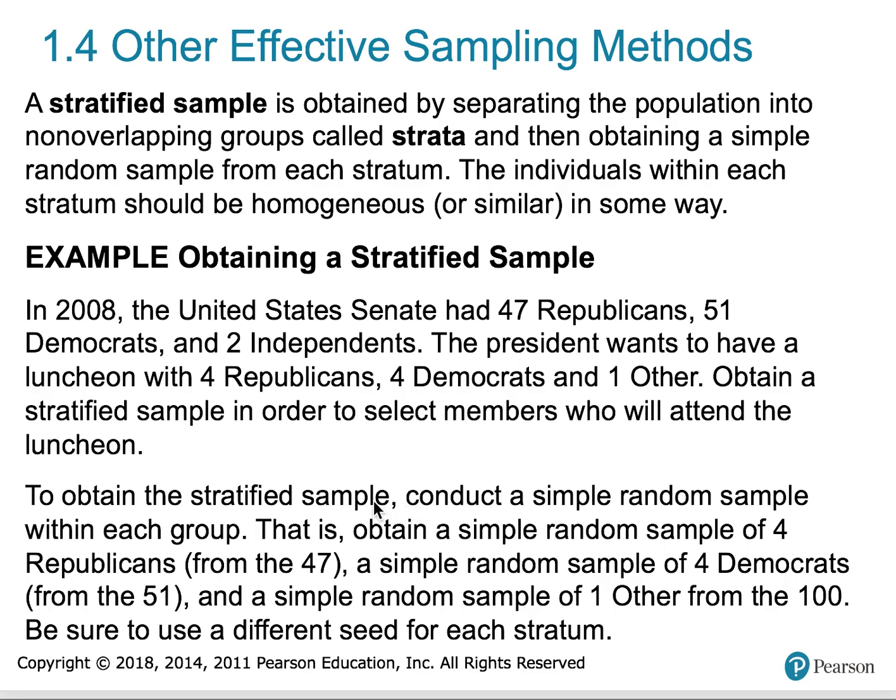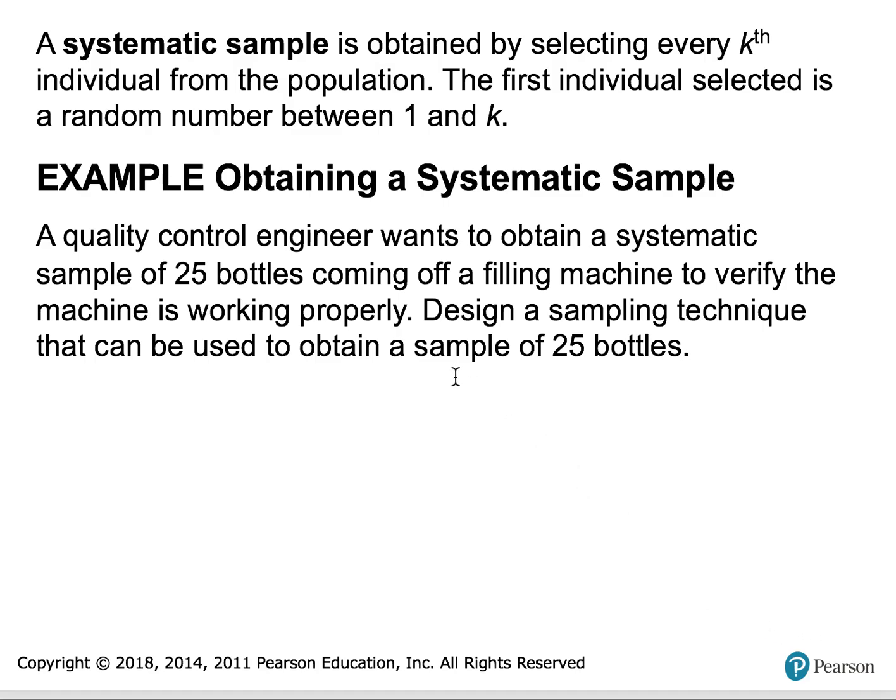So a sampling method that does not require a frame is, wait for it, a systematic sample. It's obtained by selecting every kth individual from the population. The first individual selected is some random number between 1 and k, right?